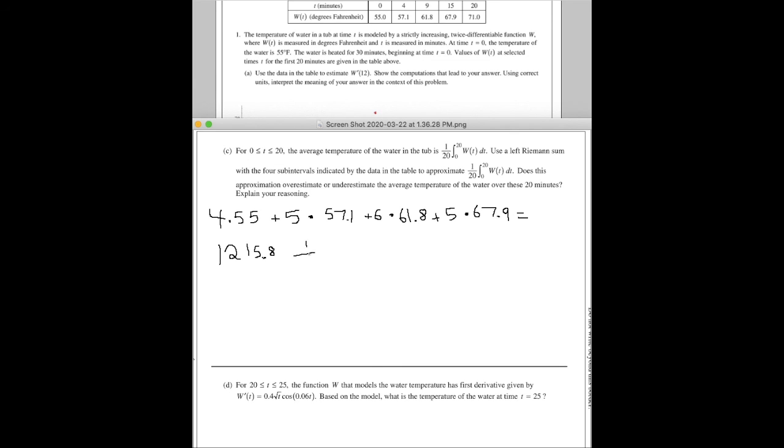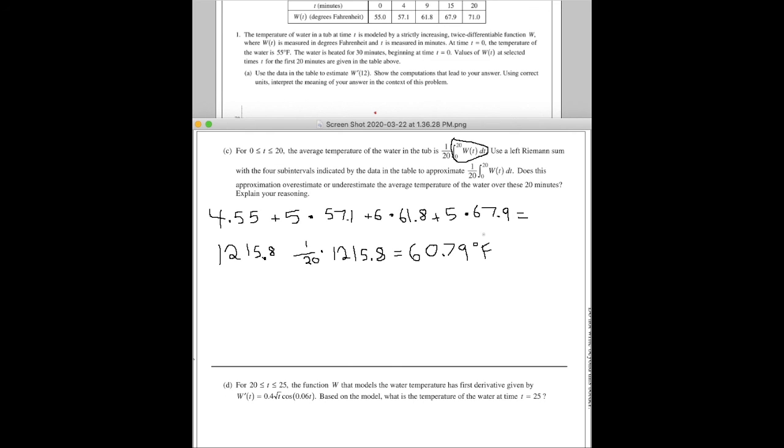And if we do 1/20 times, again, this is the approximation of our integral right here, if I do that out, 1/20 times 1,215.8, I'm going to get 60.79 degrees Fahrenheit. Okay, does this approximation overestimate or underestimate the average temperature of the water over these 20 minutes?